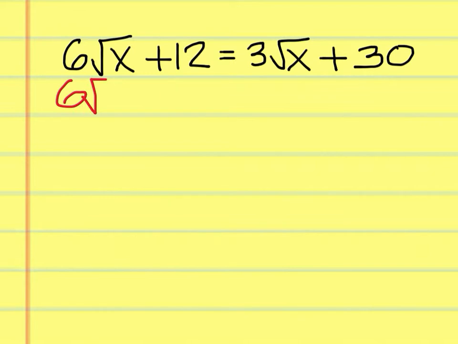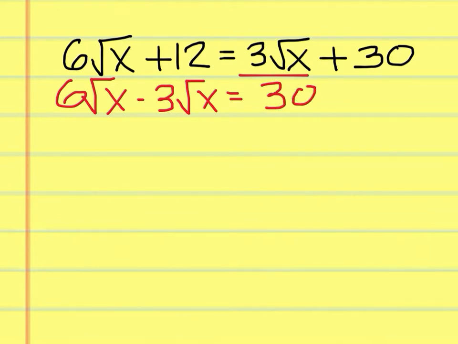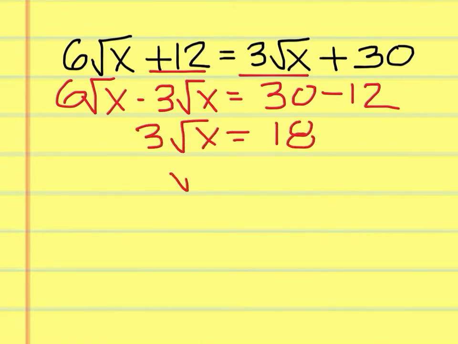Keep the 6 square root of x on the left, move this over with it, and change the operation. Keep the 30 on the right and move this over, change the operation. Simplify the left to get 3 square root of x, and on the right you'll have an 18. Divide the 18 by the 3 from the left and get a 6.